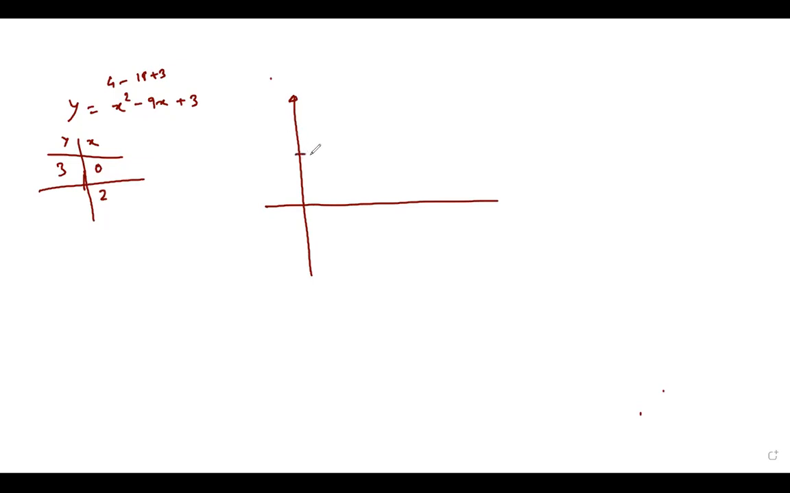Now this is 0, 3. Okay, so we'll start with this. And the curve will go like this. So this will be the point of minimum.